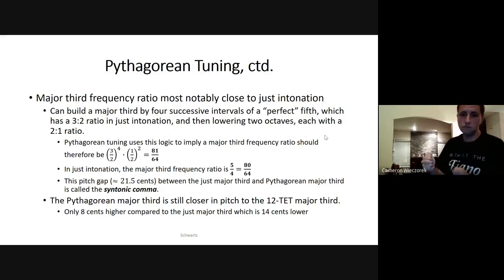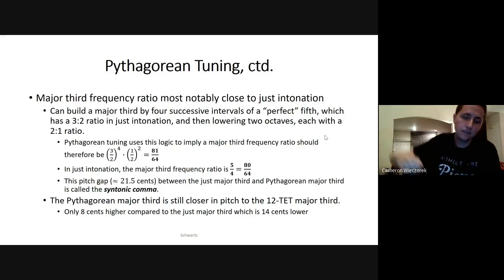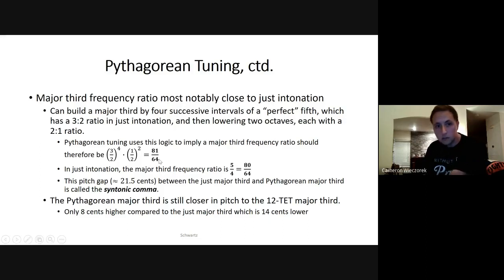There's my major third. So the logic then would be, since I went up at the interval of a perfect fifth, which remember, is 3 to 2 in just intonation, I'm going to multiply 3 halves to the power of 4, since I did it 4 times to get from here to here. But then I lowered it 2 octaves. So I also now have to multiply by a half 2 times. The reason I'm not doing 2 to 1 is because I'm going down an octave. I'm going to take the reciprocal and use a half since I'm lowering the tone. So 3 halves to the 4th times 1 half squared tells me that this ratio should be 81 to 64.